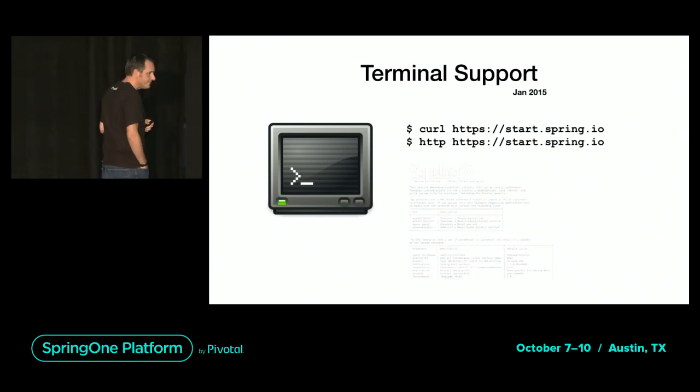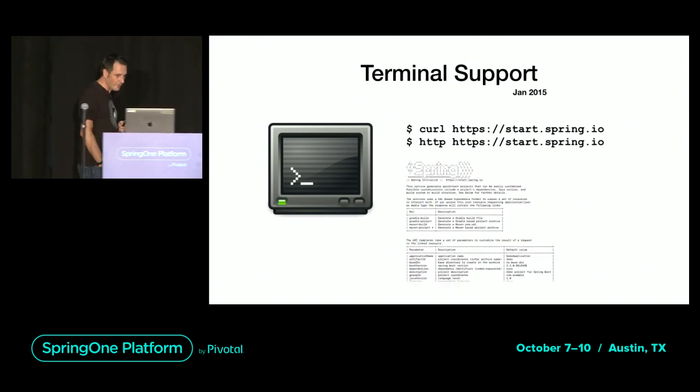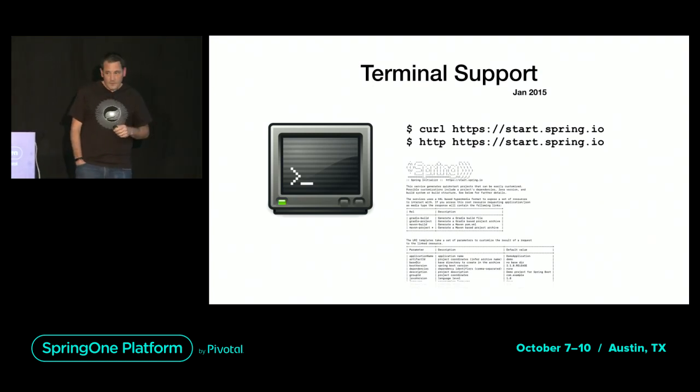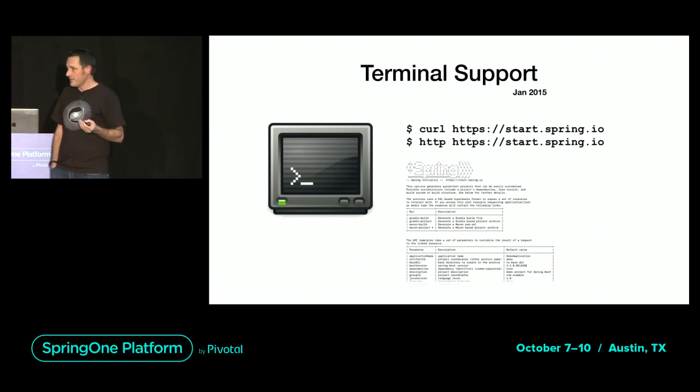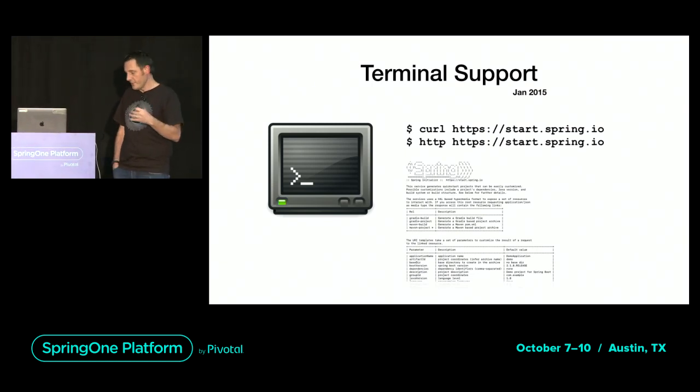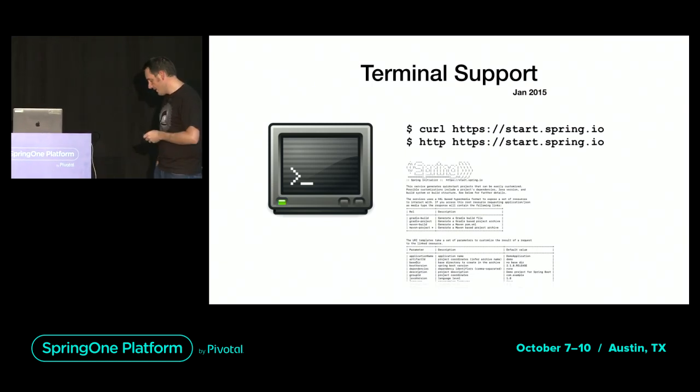And a bit after, we added support for curl and HTTPie. So you can use that today if you're not aware of it. If you curl start.spring.io, you'll get a text file with the attributes that you can use, the dependencies that are available, and at the end, you'll get a few samples. So you get a few examples of how you can invoke the service.